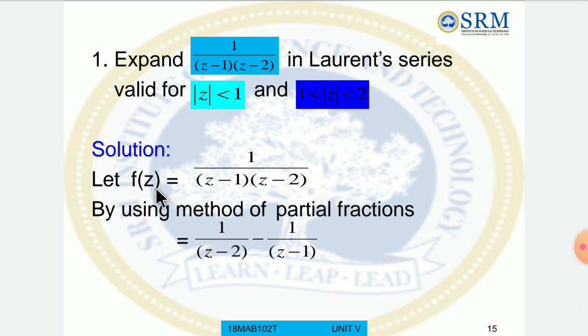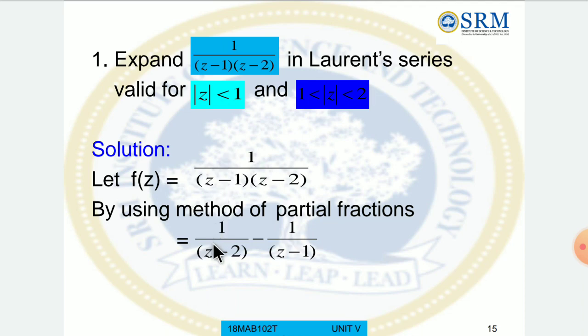Now the given f of z can be split up into two linear fractions by using the method of partial fractions: 1 by z minus 2 minus 1 by z minus 1. Now there are two regions. You see, this is often called the region of convergence. So we move on to the first region, that is mod z less than 1.